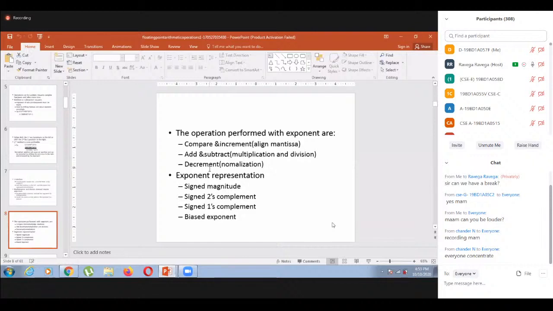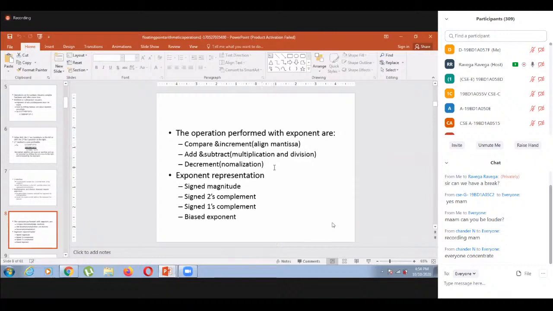The number is represented in the form of fixed point representation. That is called normalization. So the operations performed with the exponents are addition or subtraction. First one, compare and increment the exponent values. Based on the exponent values, we can align the mantissas.